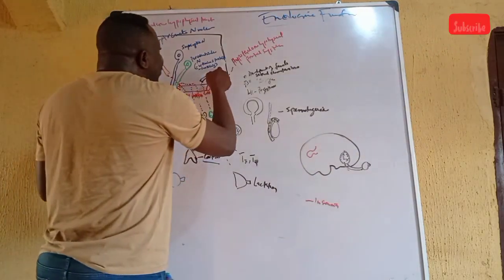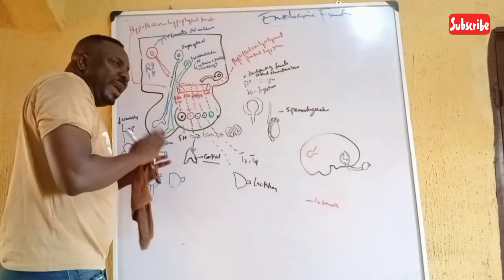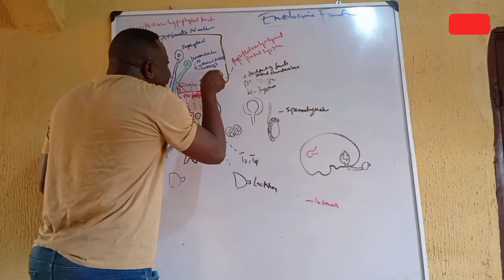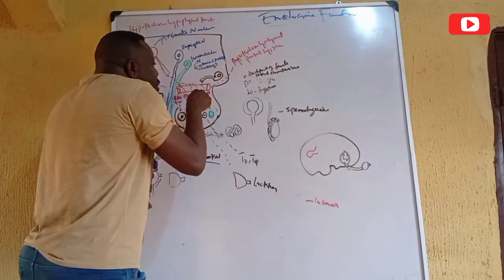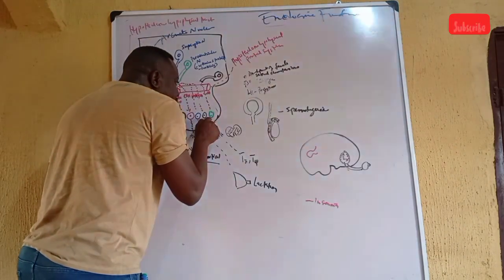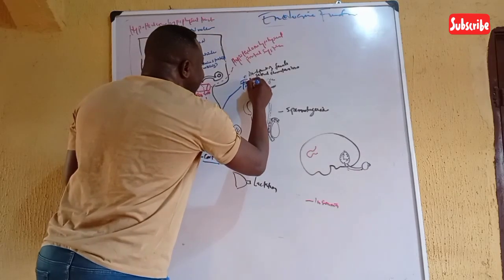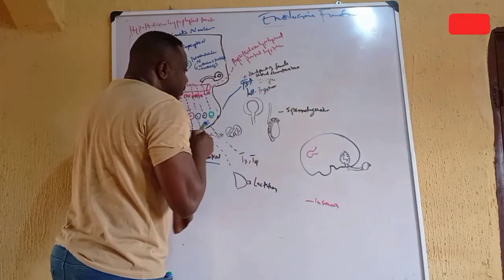The preoptic nucleus is a sexually dimorphic nucleus. Now, the preoptic nucleus actually has different effects in both males and females. The preoptic nucleus actually produces gonadotropin releasing hormone. The gonadotropin releasing hormone actually stimulates the gonadotrophs to release follicle-stimulating hormone and luteinizing hormone.